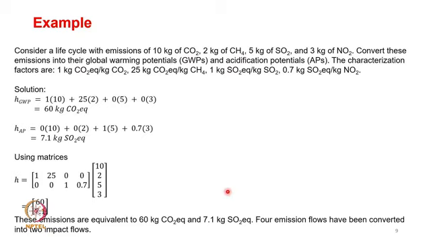So what are we inferring? These emissions are equivalent to 60 kilogram CO2 equivalent and 7.1 kilogram of SO2 equivalent. The emission flows are now converted to impact flows, which are tangible. One is related to global warming, the other one is related to acidification. Now you don't have to work with CO2, CH4, SO2 and NO2, but we can quickly talk about something that is concerning global warming and something that is concerning acidification.